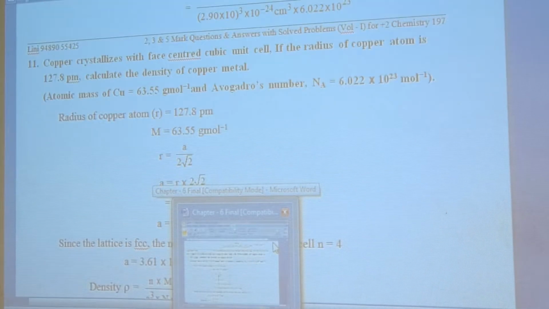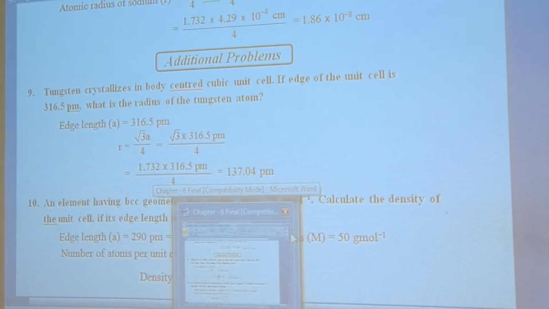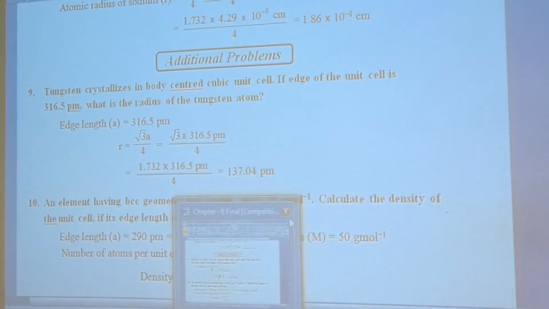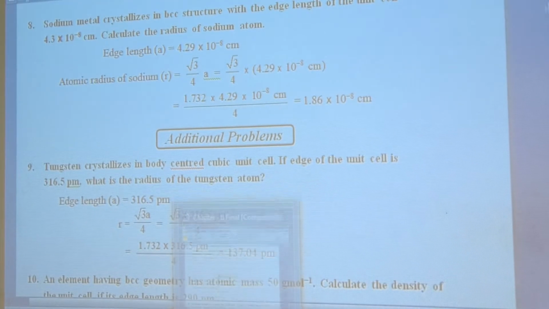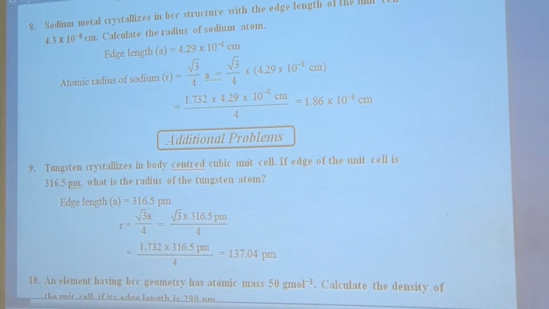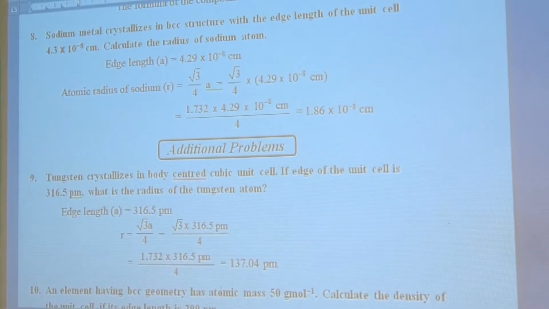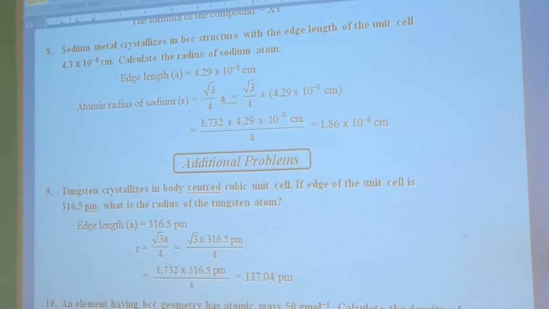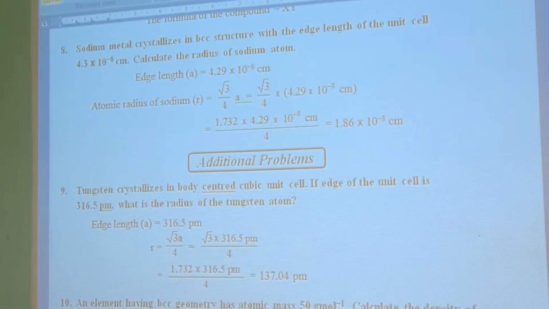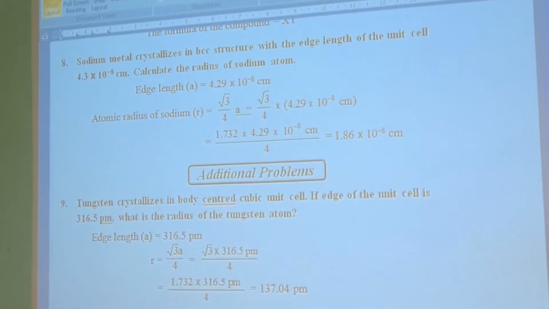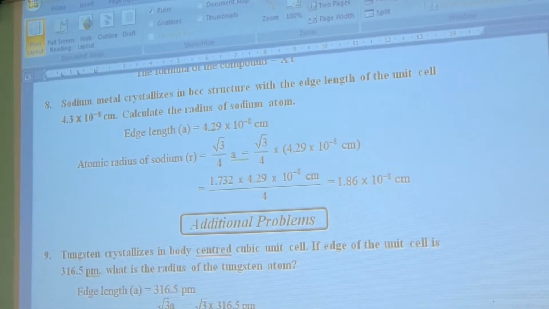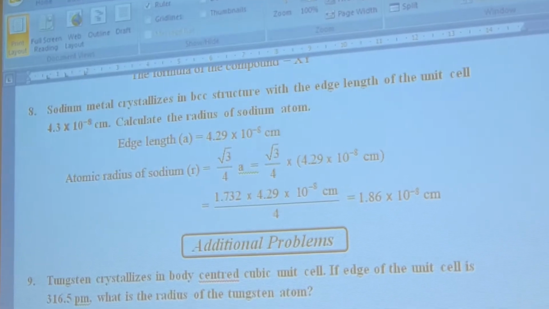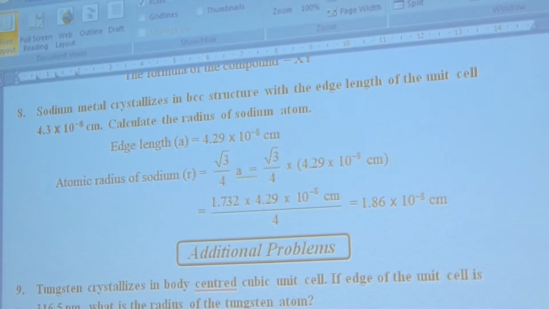let me go into the simple sum to start with. Very simple sum. Let me take sum number 8. What is it? Here, sodium metal crystallizes in BCC. That should be noted. The edge length is given. A is given. Edge length means A. 4.3 into 10 power minus 8 centimeter.